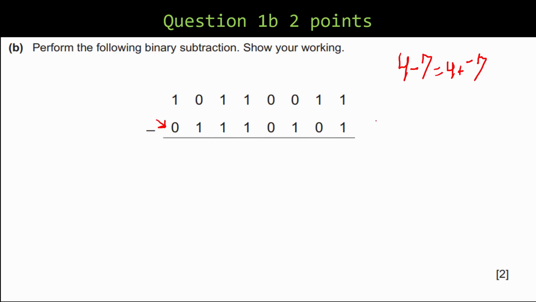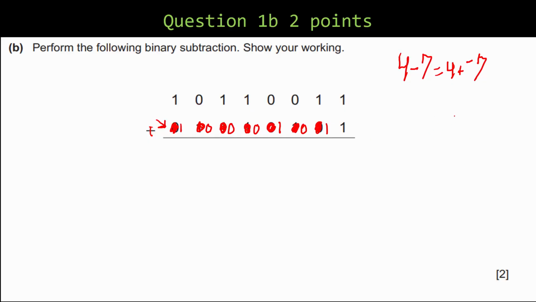So I start from the right, working my way left. I keep all zeros the same until I encounter the first one. Here's my first one. It stays the same. I'm going to change this 0 to a 1, this 1 to a 0, this 0 to a 1, this 1 to a 0, this 1 to a 0, this 1 to a 0, and this 0 to a 1. All I need to do now is make this a plus sign, and now it becomes much easier.